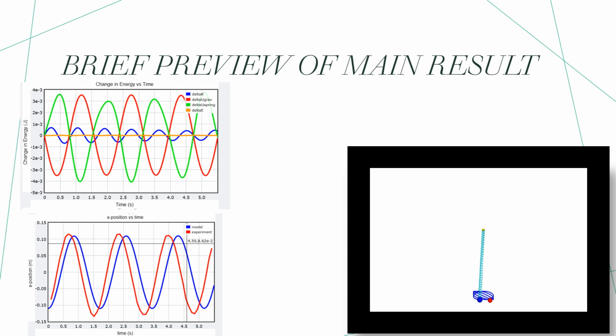The main result was that my model was fairly similar to my experiment. On the top left we have the energies, on the bottom left we have positions, and to the right we have the model prediction.